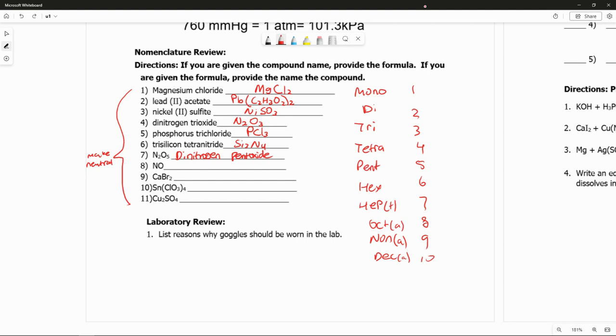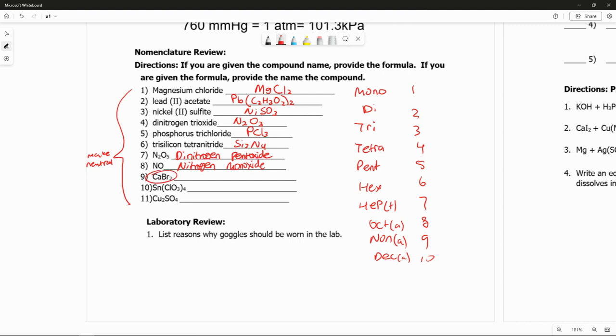Let's try number 8. Number 8 is a good example of not including the mono in front. So we have one N, so we just put nitrogen, no mononitrogen, that's not allowed, just nitrogen. And we have one O, so it's monoxide. The official name for this is also nitric oxide. But you do not need to know this, of course. It's chemistry 1. So just put nitrogen monoxide and you're done.